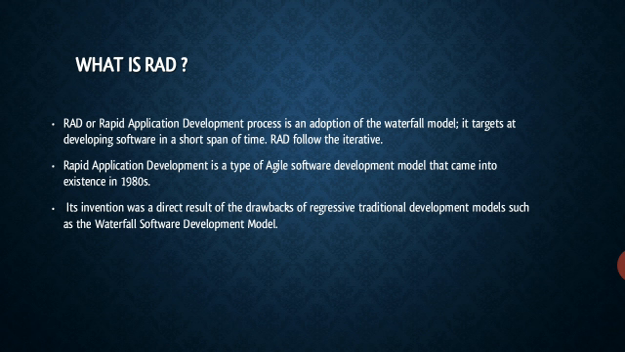Rapid application development is a type of agile software development model that came into existence in the 1980s. Its invention was a direct result of the drawbacks of regressive traditional development models such as the waterfall software development model. One of the major flaws in the waterfall model was that once the software enters the testing phase, it becomes very difficult to alter its core functions and features. Ultimately, it ends up with software that may or may not fit our evolving requirements. And RAD was the first development model to challenge this.